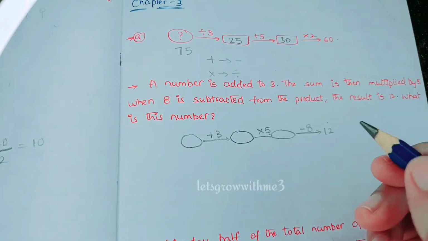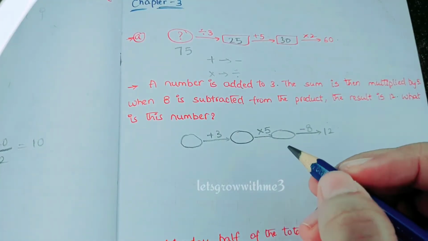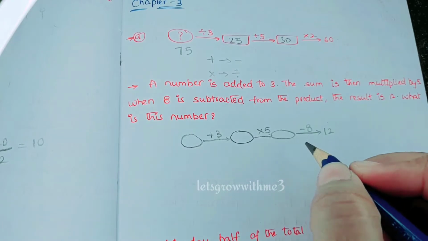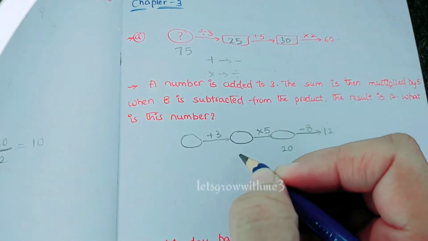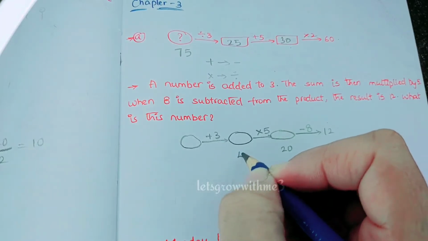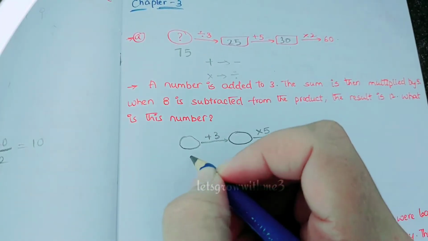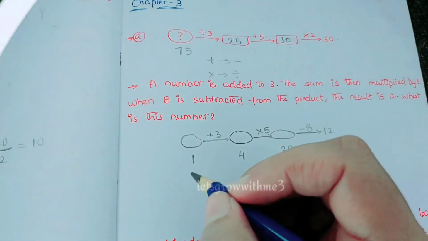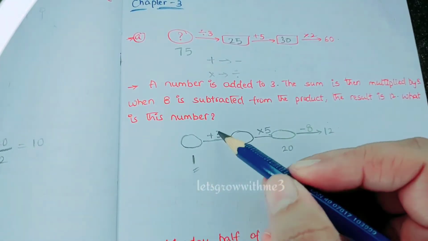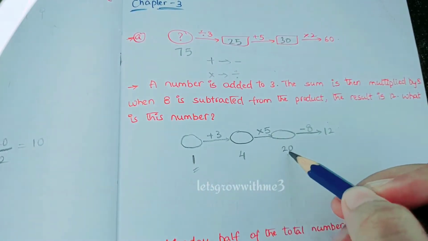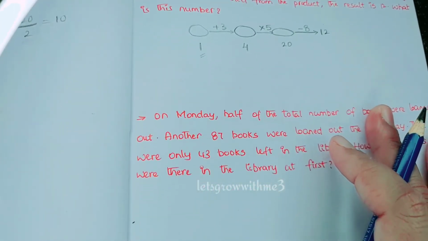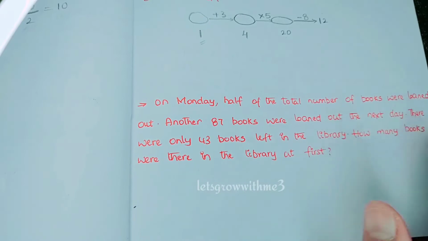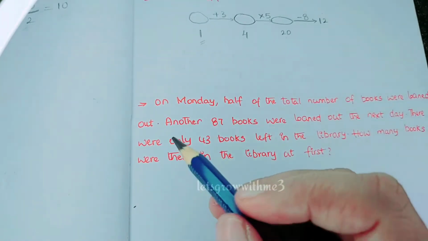Now we will do it in reverse order. 12 plus 8 is 20. Here times 5 means we need to divide by 5, so 20 divided by 5 is 4, and then 4 minus 3 is equal to 1. So the initial value is 1. If you want, you can trace forward to check the final result: 1 plus 3 is 4, 4 times 5 is 20, 20 minus 8 is 12. Let's proceed to our next question.